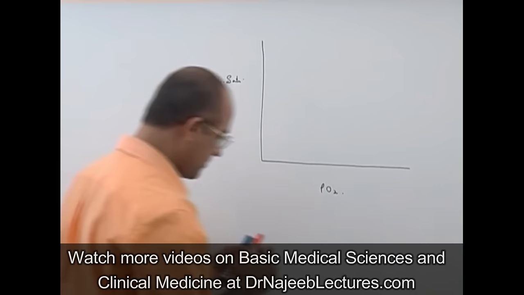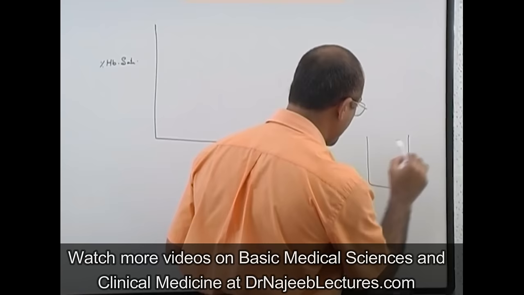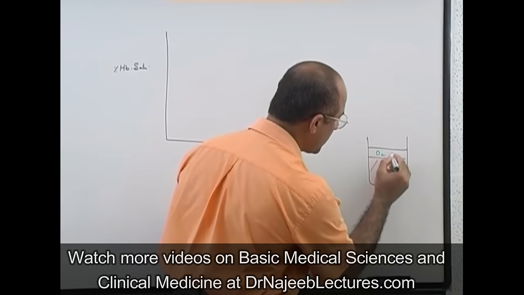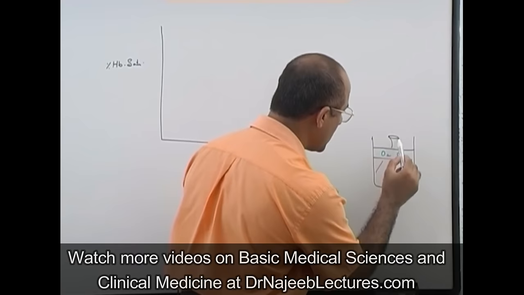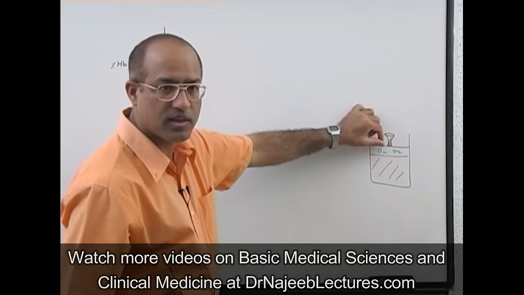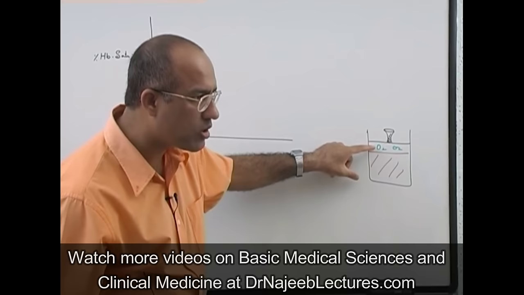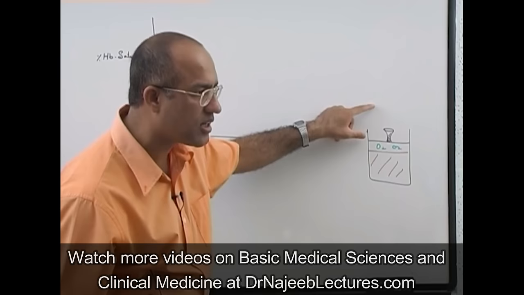Now let's suppose that we do an experiment in which a container has hemoglobin in solution form, and here is oxygen, and with a piston we progressively change the pressure. If we change the pressure, the loading of oxygen on the hemoglobin molecule changes. If you increase the pressure, more oxygen will be bound to hemoglobin, and if you decrease the pressure, less oxygen will be bound.